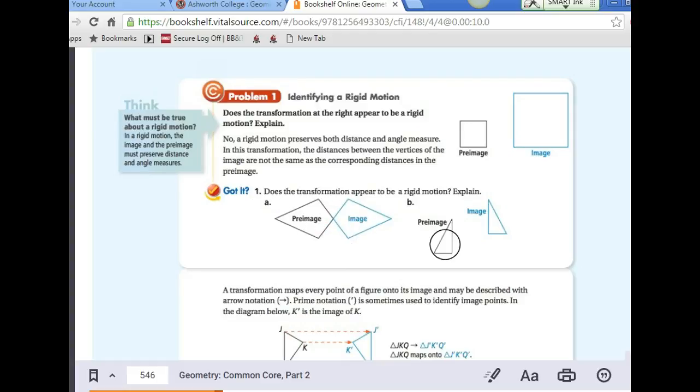And then for B, this is your original image right here. It looks as though it's been reflected or flipped over and then slid up to its new position. But if you look carefully, this is the same size and shape as this one. It might have gotten flipped, it might have gotten slid, but the bottom line is it kept its same size and same shape. So that is called rigid motion. Okay? Hope that was helpful.